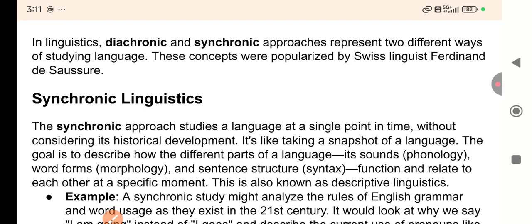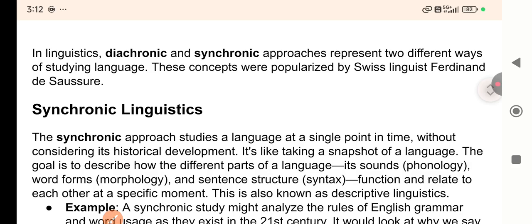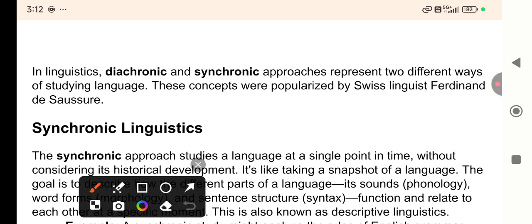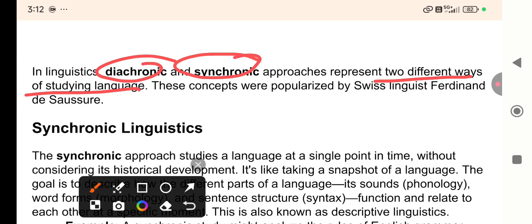Here in this video, we are going to cover the topic diachronic and synchronic approaches for studying language. So let us see what this is. In linguistics, diachronic and synchronic approaches represent two different ways of studying language. So we should know that there are two ways of studying language, which are diachronic and synchronic approaches.